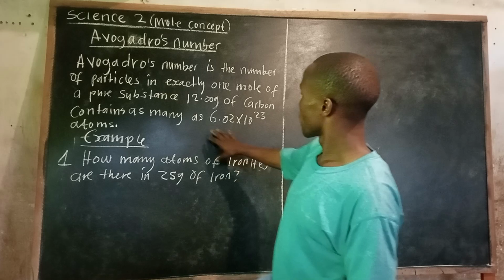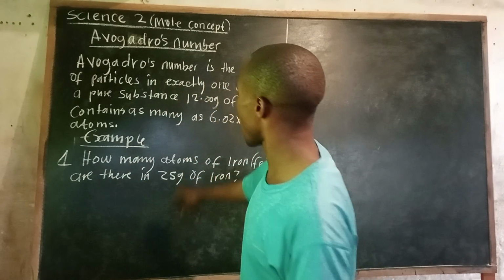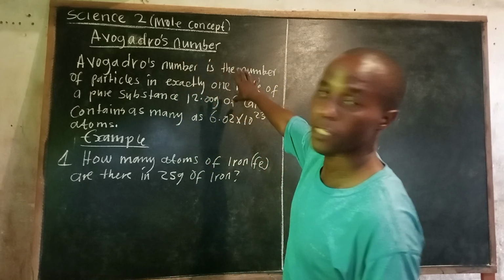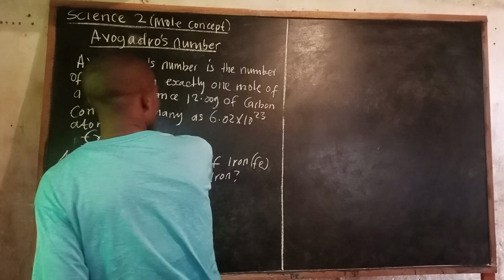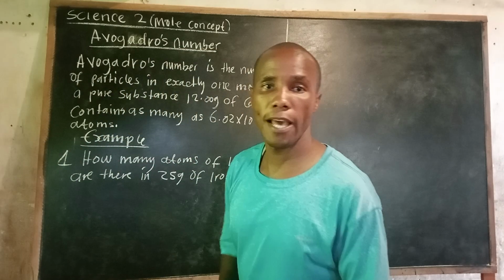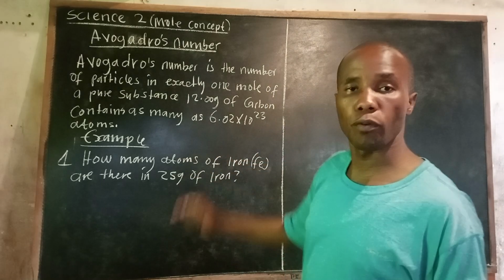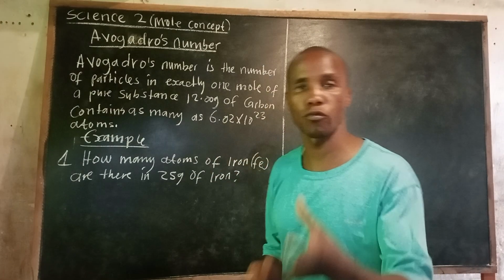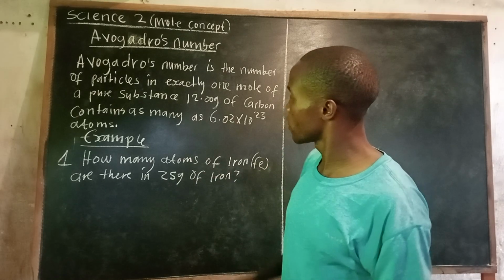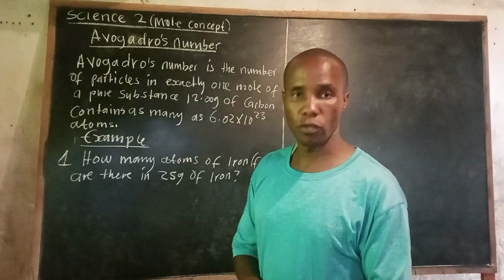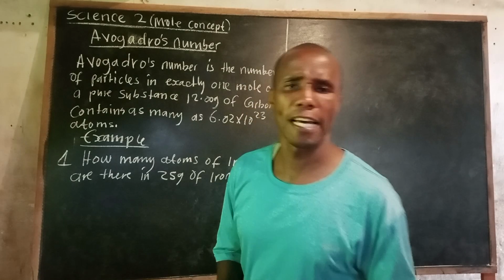Now, we are going to look at the example on how questions are phrased under Avogadro's constant. Before we come to this example that I've written on the chalkboard, there are a few important aspects that you are supposed to know for you to know how to answer examination questions under the same topic, which is Avogadro's constant or number.